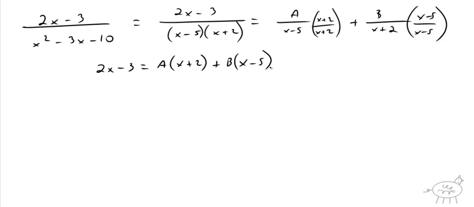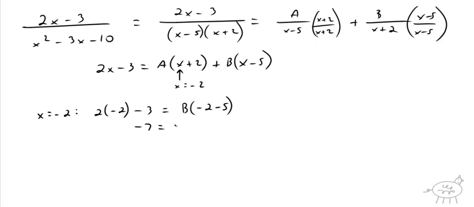Okay, so what do you want to eliminate? Let's eliminate the a first. And truly what we get to plug in is x equals negative 2, right? So when x equals negative 2, we get 2 times negative 2 minus 3 equals, and again, I'm just going to cancel. That's 0 here, right? So we're just going to have b times negative 2 minus 5. So we get negative 4 minus 3 is negative 7 equals negative 7b. Divide by negative 7, b is 1.